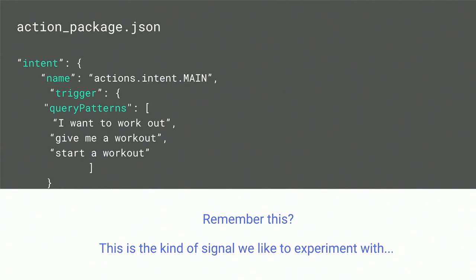Now, how can you help us here? Remember this action package with the action phrases I showed a couple minutes ago? It's good to pay attention here and write out useful action phrases that describe what happens in your app. Think of these as just natural language expressions of your app's capability. We can use this information in our matching and our ranking algorithms.